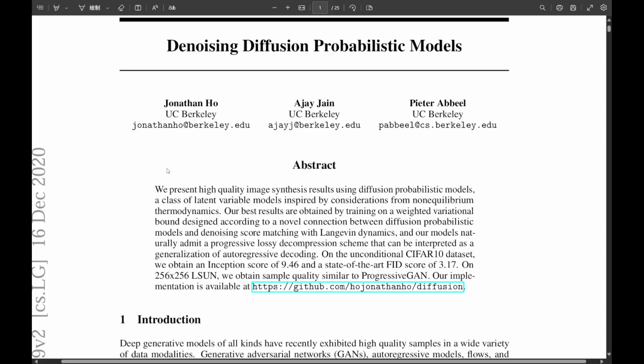You train on CIFAR-10. FID drops to 3.17, beating most GANs. You test on 256 by 256 LSUN. Samples match ProgressiveGAN's quality. You dig into the math.